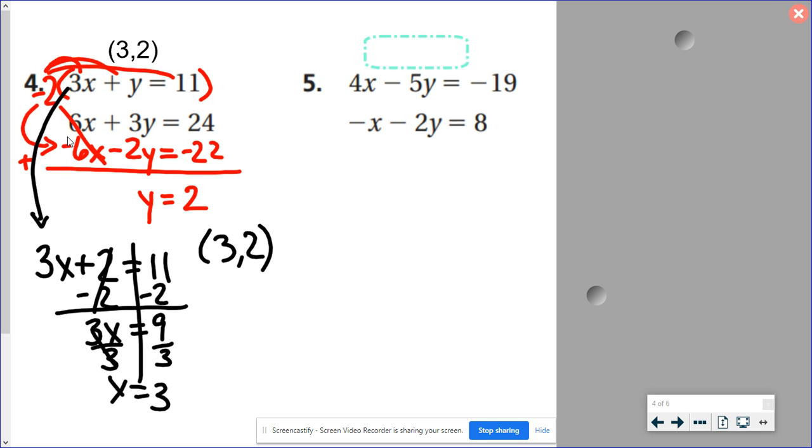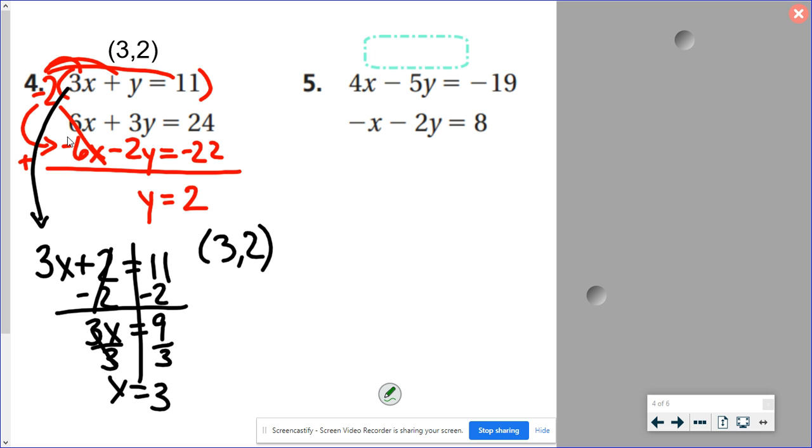On this problem, if I try to get the y's to be opposites by multiplying by a whole number, I can't make that -2y into a positive 5y unless I multiply by a fraction. I'd rather not do that. I could change both of the y's to be 10s, but again, I'm not trying to do that today either. Let's take a look at the x's instead.